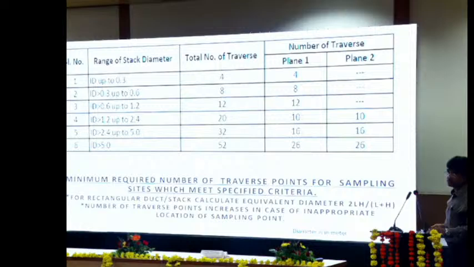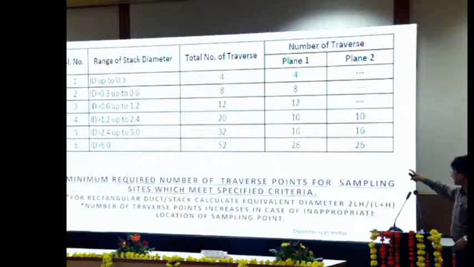If it is more than 5 meters, which is the case in most thermal power plants, where the diameter is always more than 5 meters, you need to carry out the sampling at 52 traverse points, divided into 2 planes, and 26 from each particular side you need to collect the sample.